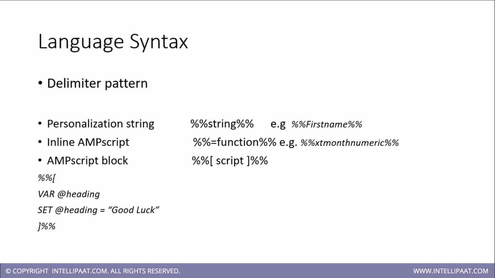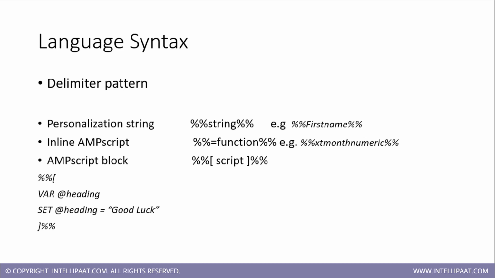So if the extension column name is first name, for example, then you can use percentage first name percentage in the email, and it will display at runtime the name of that particular record rather than the first name. So that is of attribute type, based on the attribute or data extension.